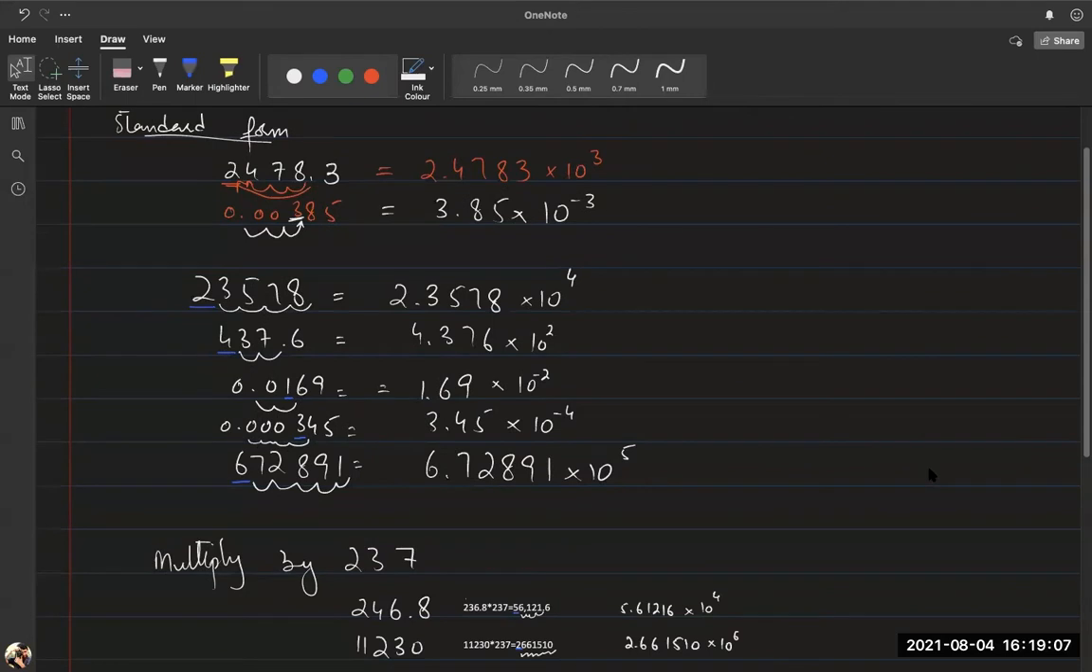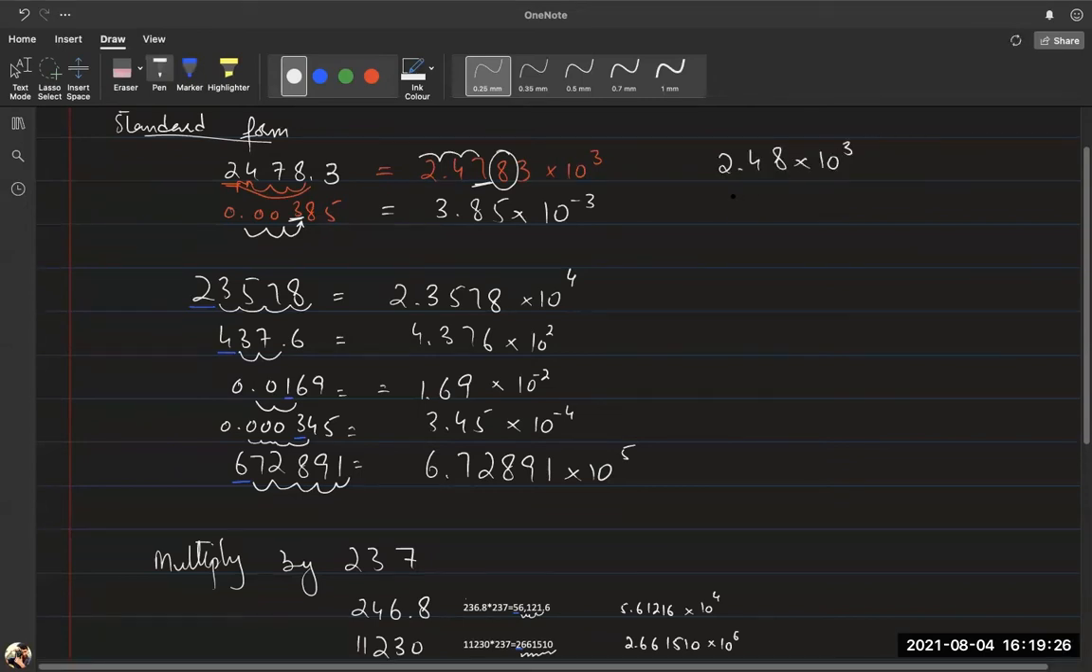What is the third significant digit? So the third significant digit in this case is 7, because 1, 2, 3. So we have to approximate at 7. We don't have to approximate 7, we have to approximate at 7. So we look at the next one, which is greater than 5. So it will be 2.48 times 10 power 3. Okay, because what we had to do was approximate the number at the 4th position.